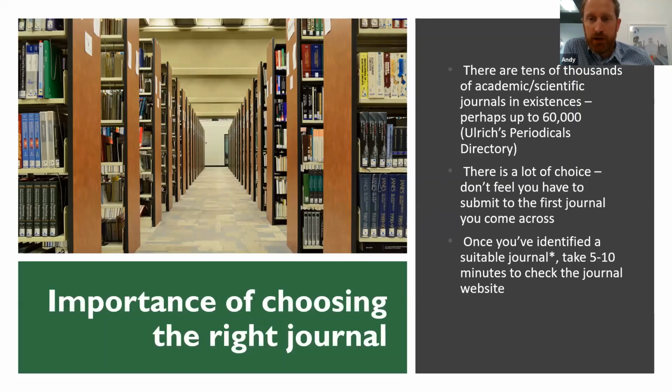There are perhaps up to 60,000 scientific journals out there. Not all of them are active, but it is a very large number of journals that are available for you to publish in, to submit your work to. You don't have to submit to the first journal you come across, unless you're very, very confident. And once you've found a suitable journal, make sure you take at least 5 to 10 minutes checking that journal's website. And it's important that you check their website. You don't believe what you read in an email.